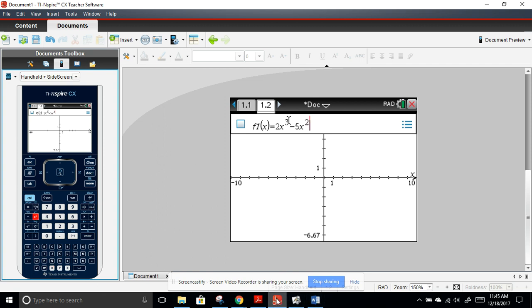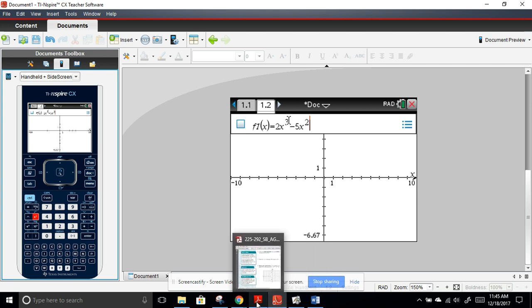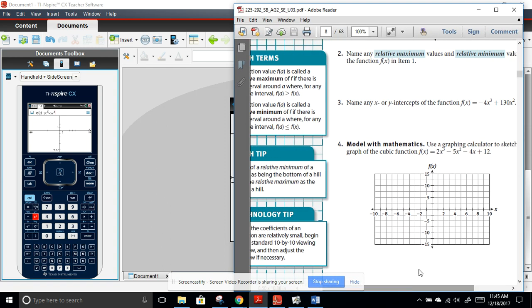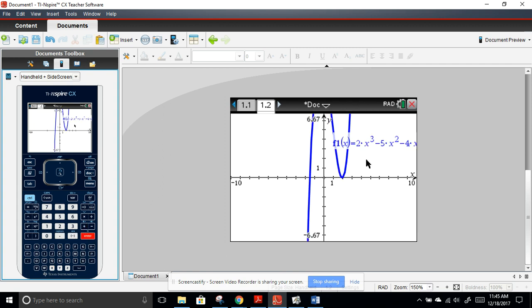You can do this on Desmos as well. If you don't have one of these calculators at home, which I know a lot of you don't, you can also do this on Desmos. I just wanted to show you what it looks like on the graphing calculator because when you're here at school and taking a test, that's probably what you're going to do. Minus 4x plus 12. Okay, I have no idea if it's going to graph enough for me to see it all.